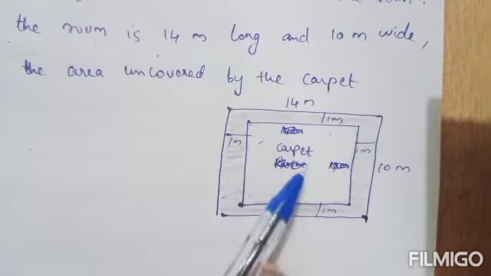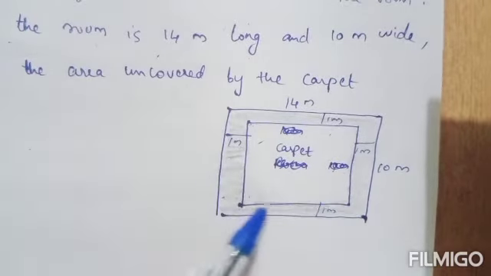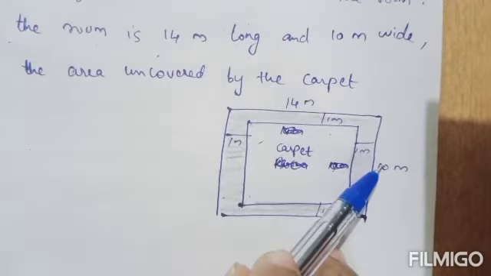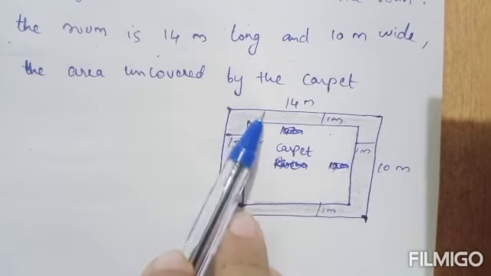Now around this carpet there is 1 meter width. Border of 1 meter width.